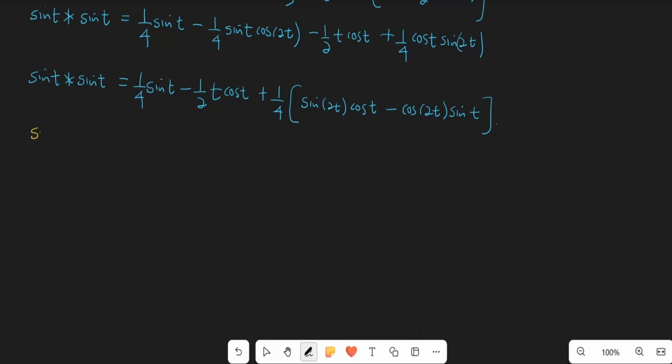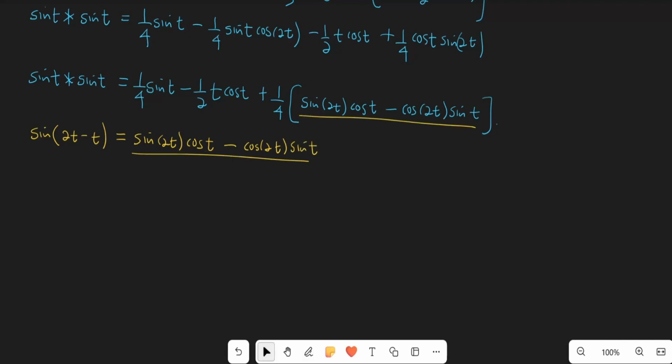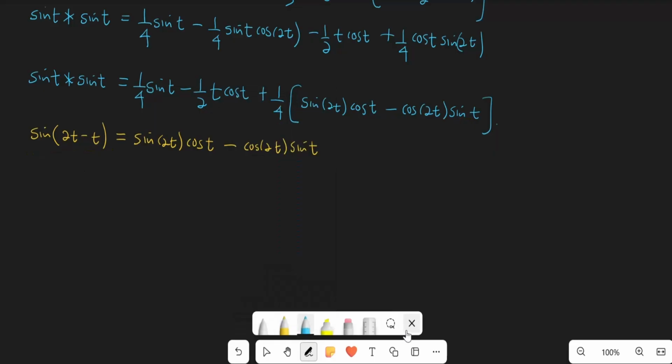From the double angle identity, if you have sine of 2t minus t, what do you get? Sine of 2t minus t from the double angle identity is going to be sine of 2t and then cosine of the other one, which is t, and now minus, we have cosine of 2t and then sine of t. So we see that this one and this one are exactly the same. So instead of this one, I'm just going to replace it with this in my next line. So now let's do that.